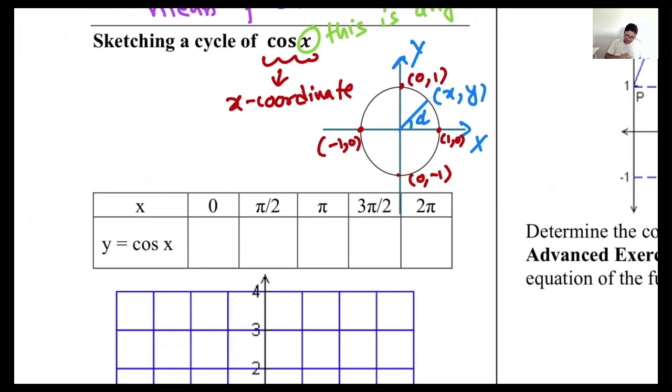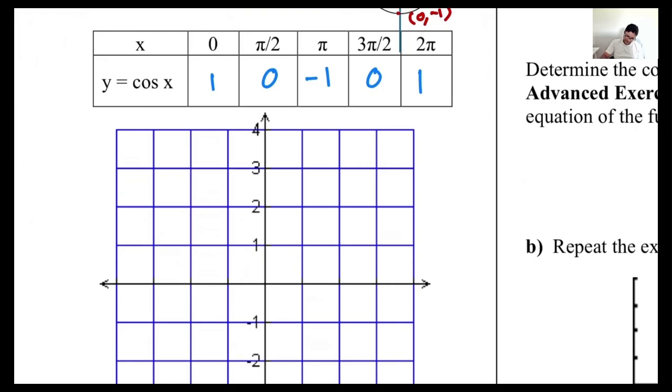Now let us graph the function. Because cosine is the x coordinate, at 0 its value is 1, at pi over 2 its value is 0, at pi its value is -1, at 3 pi over 2 again 0, and at 2 pi back to 1. And now you can take those values and sketch a graph.